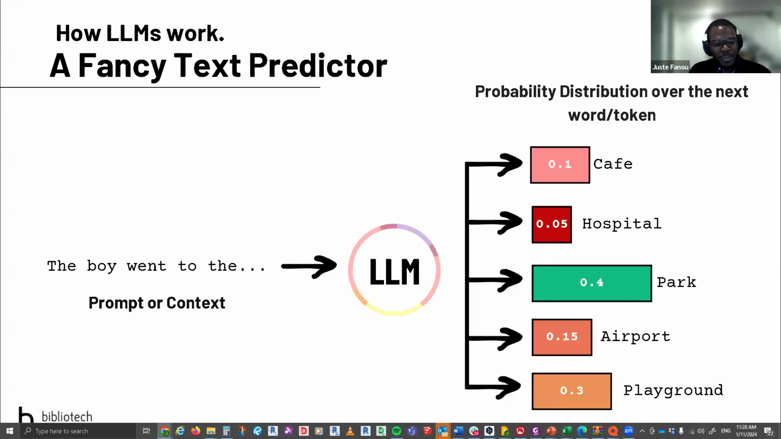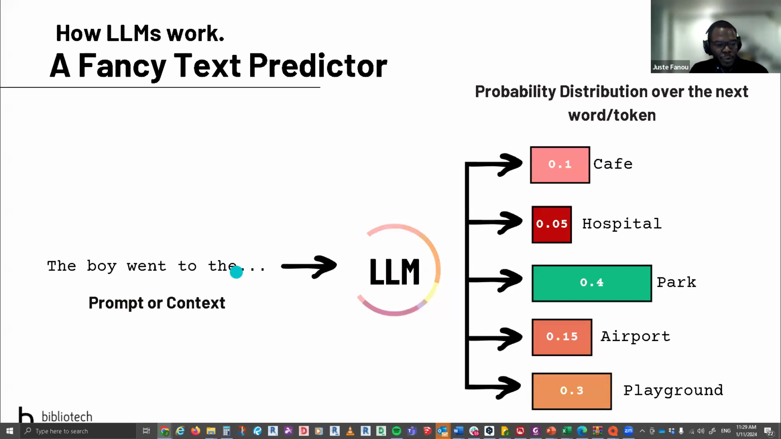So how does that work? It's all a probability game. Try to do this exercise in your head as well. If I told you the boy went to, your brain will try to predict what that next word is. Some of us have this habit, I know I have it: when somebody's looking for their words, I start suggesting words to them. I want to finish their sentences because I know the word they're looking for is probably X or Y. And that's essentially what we're trying to reproduce with large language models, but based on probability.